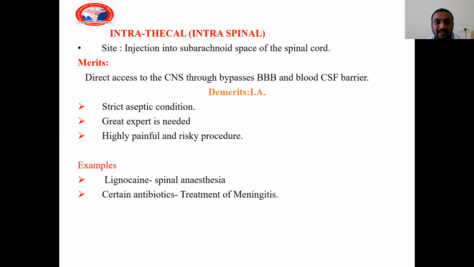Intraspinal or intrathecal: the site is injection into the subarachnoid space of the spinal cord. The merits of the intrathecal or intraspinal route are direct access to the CNS, bypassing the blood-brain barrier and the blood-CSF barrier. The demerits are that strict aseptic conditions must be maintained, great expertise is needed, and it is a painful and risky procedure. Examples are lignocaine in spinal anesthesia and certain antibiotics in the treatment of meningitis.